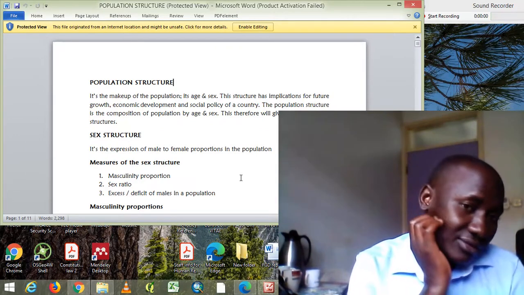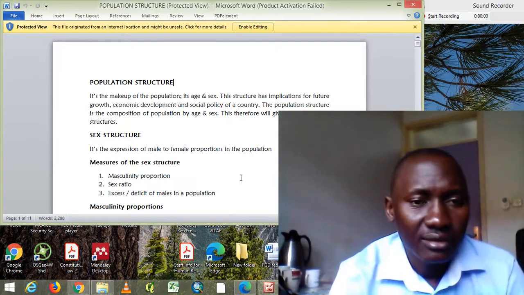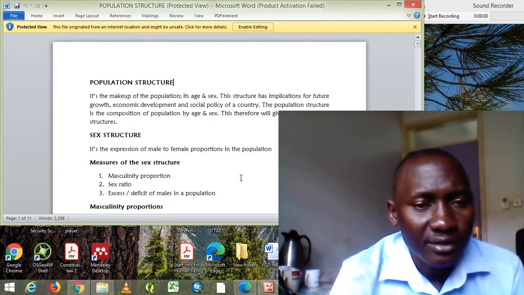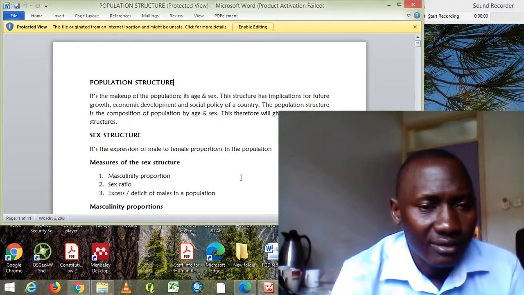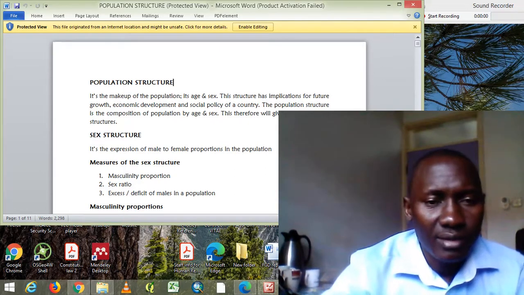How do we measure sex structure of a population? There are three measures. We have masculinity proportion, we have sex ratio, and then we have excess or deficit of males in a population.